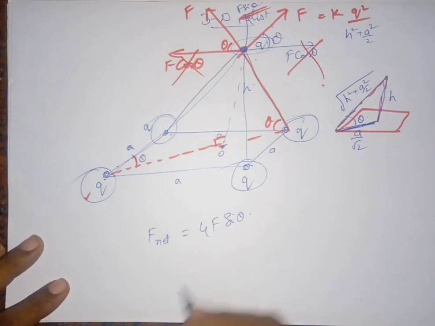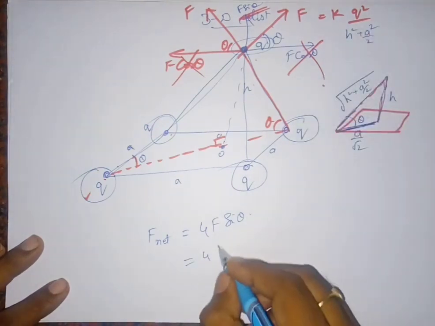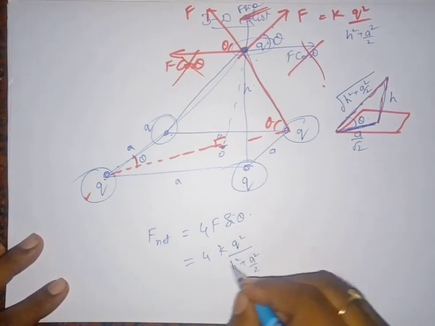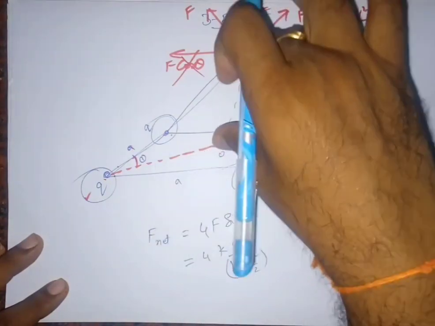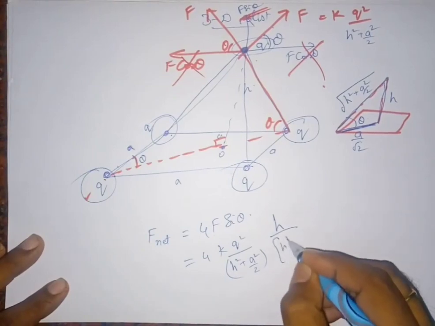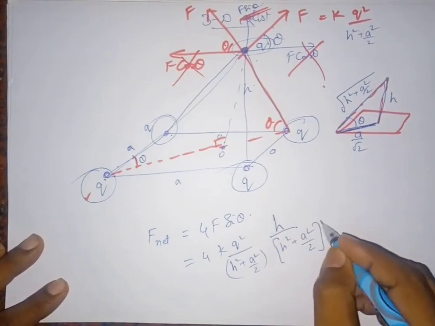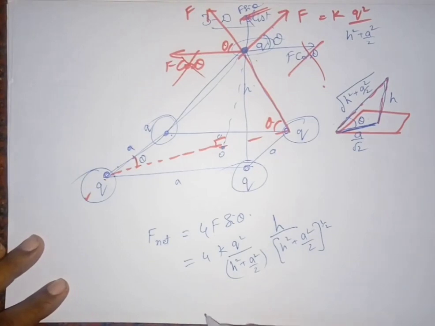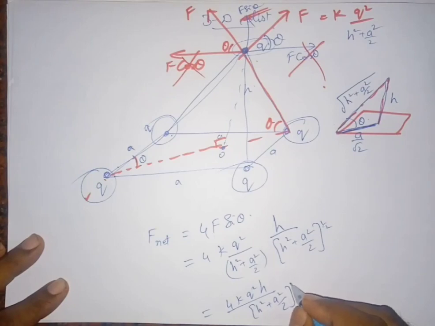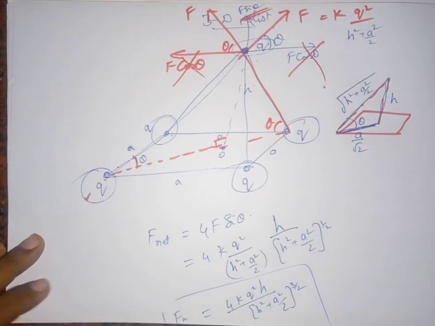If it is 4f sin theta, what's the expression for f? This is the expression for f: K q square by h square plus a square by 2. And sin theta is nothing but opposite side by hypotenuse. That means h upon under root of h square plus a square by 2. Now, on simplification, 4k q square h upon h square plus a square by 2 whole to the power of 1 plus 1 by 2 is 3 by 2. That's the net force acting on the body.